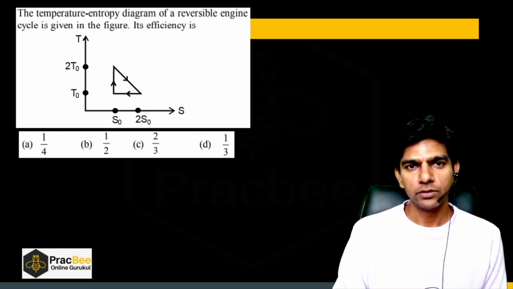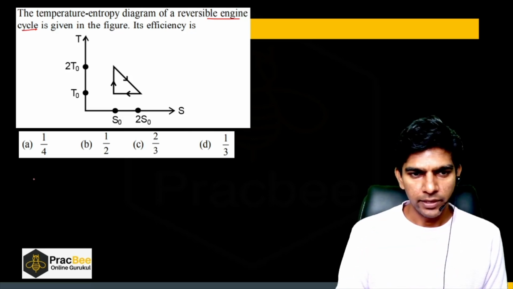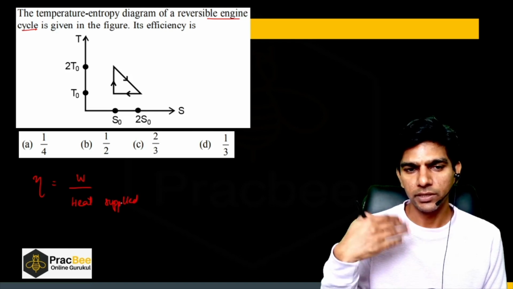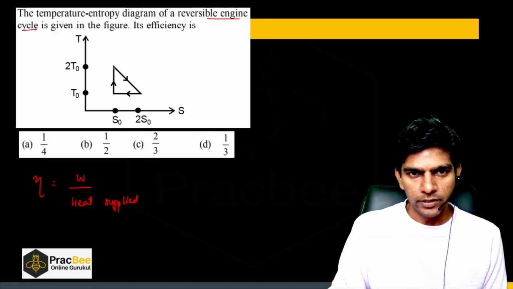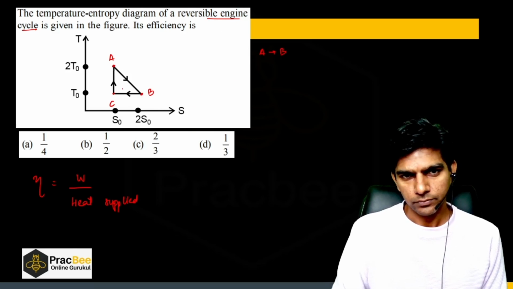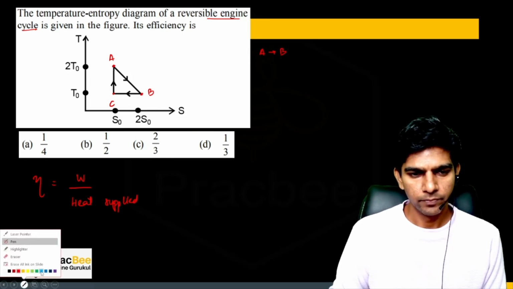Let us see a question based on this concept. The temperature entropy diagram of a reversible engine cycle is given in the figure. Its efficiency is? So we know that efficiency is nothing but work done upon heat supplied, right? And we consider only those processes in which heat is being given to the system. Let me call these A, then the process A to B, then B to C, and C to A. There are three processes. Now, in the process A to B, can we find the area under the graph? Yes, we can easily find that.